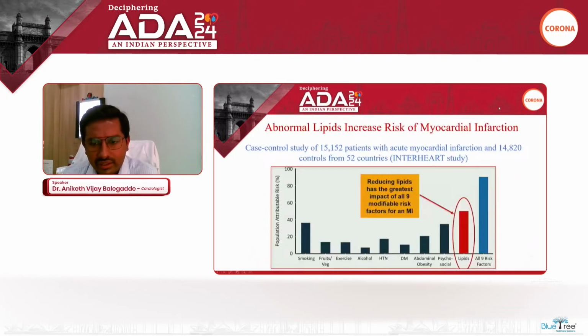So first, I would like to say that abnormal lipids increase the risk of myocardial infarction. It is age-old data that we have, from many studies before, and even including the INTERHEART study. Among the various risk factors for acute coronary syndrome and myocardial infarction, the major risk factor is the lipids. So reducing the lipids has the greatest impact of all the comparable modifiable risk factors. So lipids play a very major role in causing ACS, and also reduction in lipids has benefits in reducing ACS.